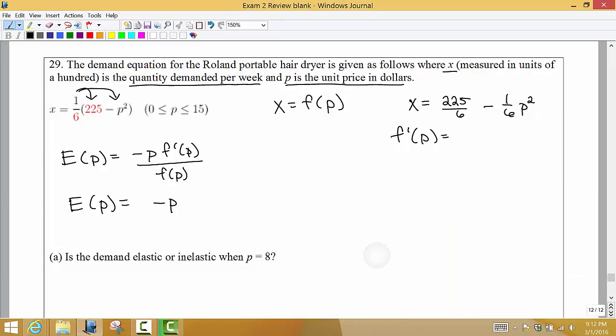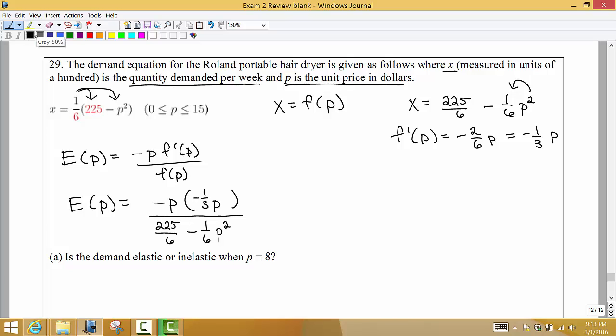So we're going to use the power rule. We're going to do 2 times 1/6. That gives me negative 2/6 times P. I'm going to reduce that power by 1. And I can reduce that, it's actually the same thing as 1/3. So negative 1/3 times P. I'm going to insert that into my formula for the derivative, and then we're supposed to divide by the original function. So I'm going to put in my 225 divided by 6 minus 1/6 times P squared.